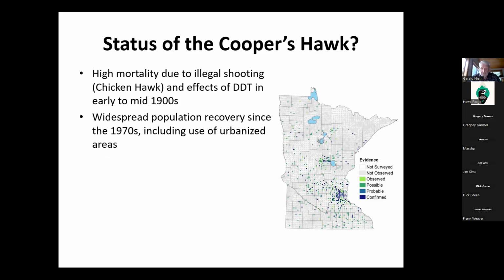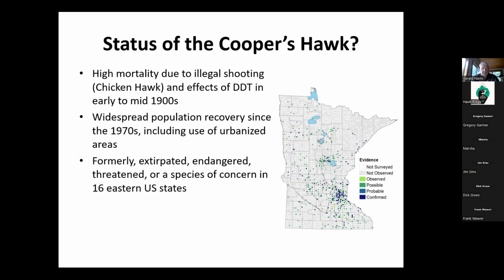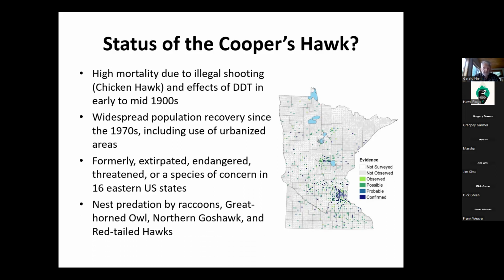There has been a widespread population recovery of the species since the 1970s. And one of the benefits is the species has been able to colonize urbanized areas, with very strong use of urbanized areas today compared with the past. Just to point out that this species was in trouble prior to the 1970s. In that period of time, it was formerly extirpated, endangered, threatened, or a special concern in at least 16 eastern United States during that period of time. So in the past, there were a lot of concerns for this species.